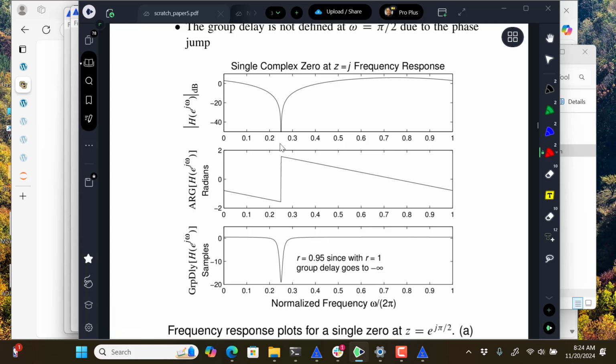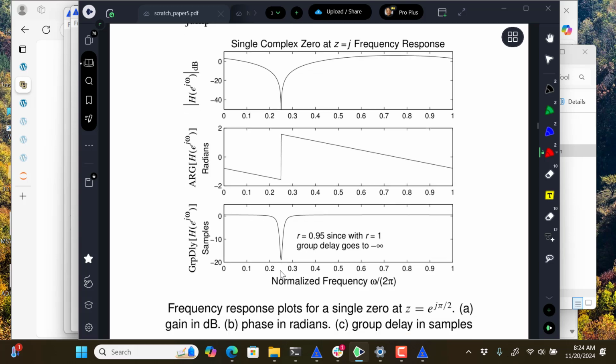And that's the type of thing we're seeing here with a single complex 0 on the unit circle. We drive down, kind of like the notch filter that's in the project. Here's the jump of pi, and then here's the group delay spike.